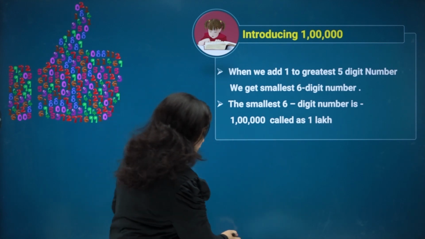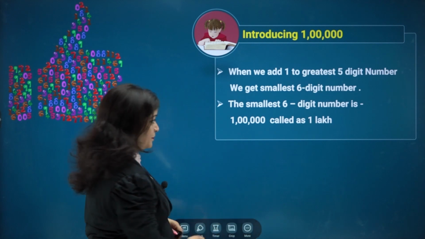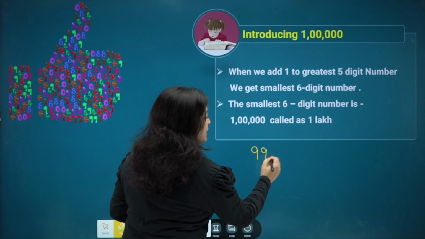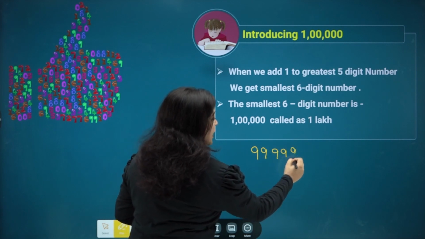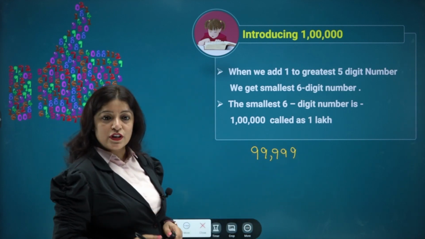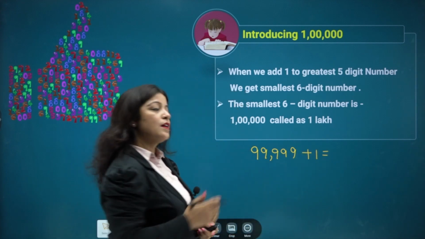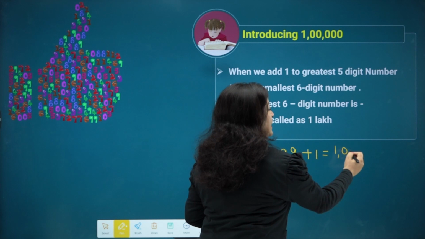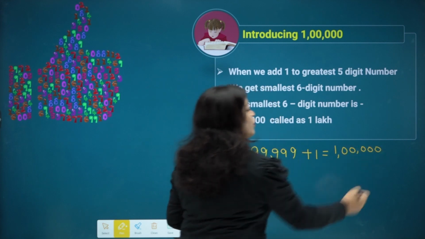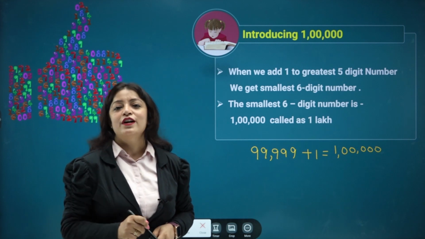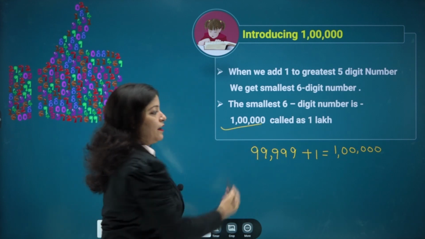So when to the largest 5 digit number, that is 99,999, this is the largest 5 digit number, if to this we add 1, the number which we get is 1 lakh. That means here we are getting the smallest number of 6 digits. And in this way we got the introduction of the number 1 lakh.